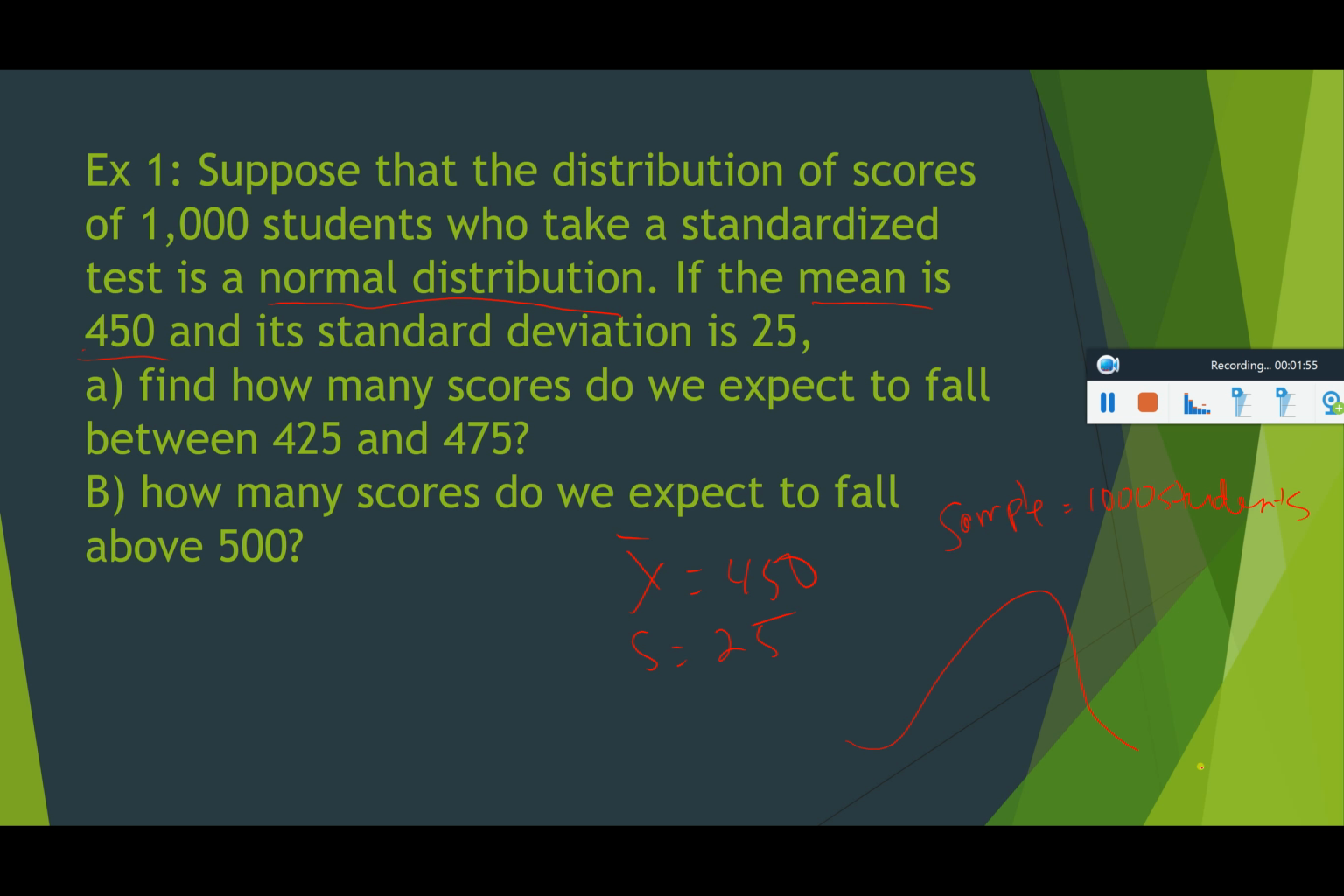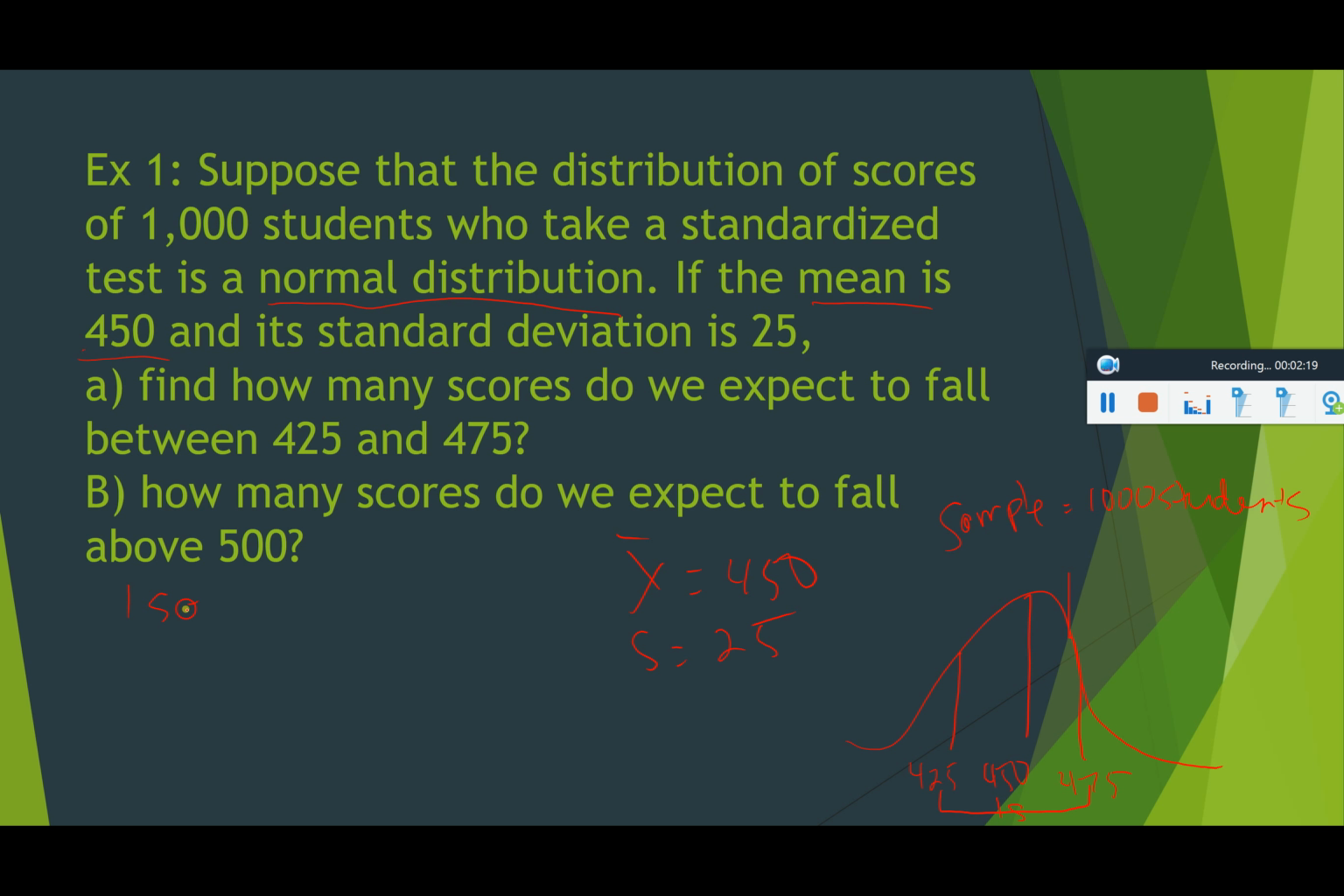So let's draw our bell-shaped curve. Your mean is 450. So let's find out what one standard deviation would be. Well, 25 this way would be 475, and 25 this way would be 425. So the first question is, how many scores do we expect to fall between these? So this is one standard deviation.